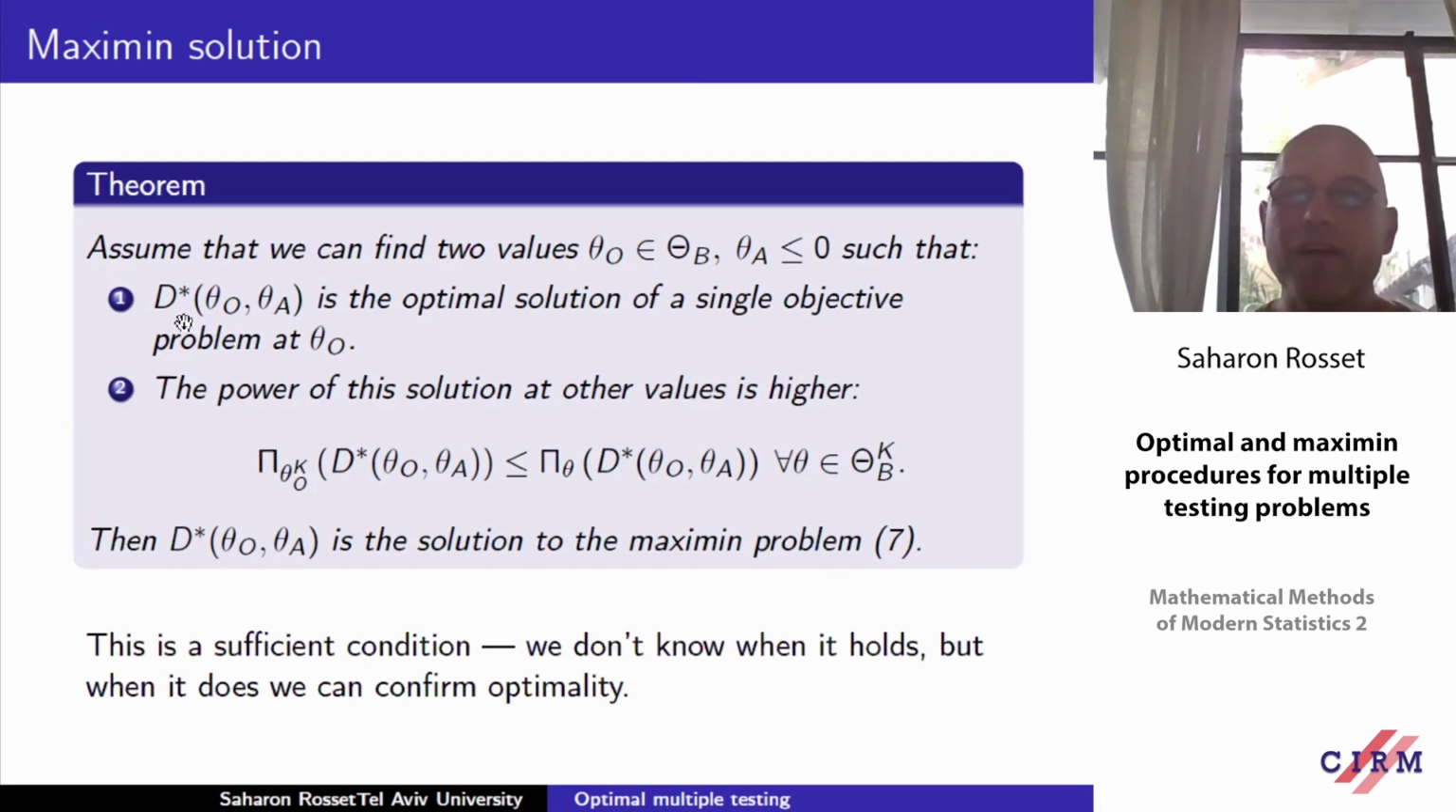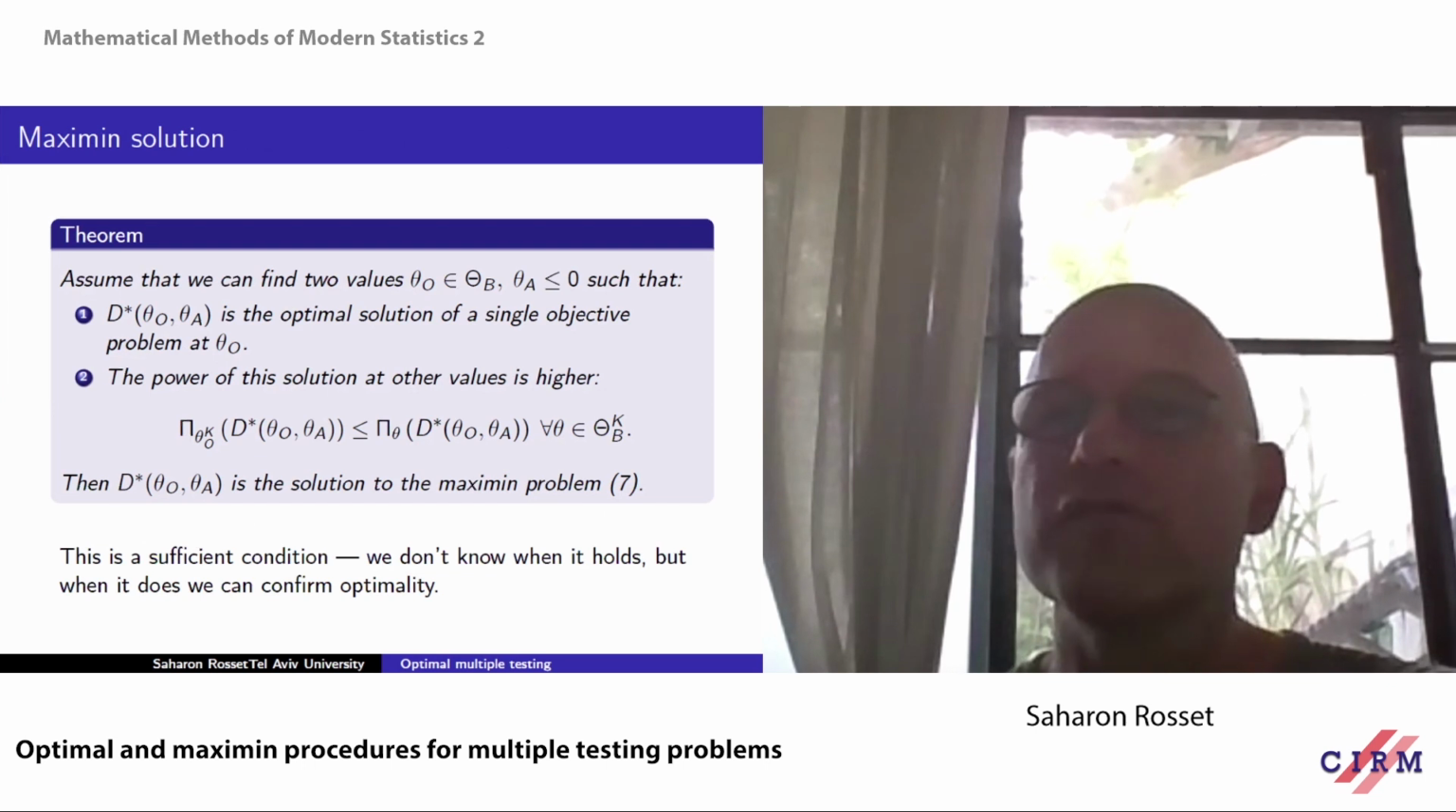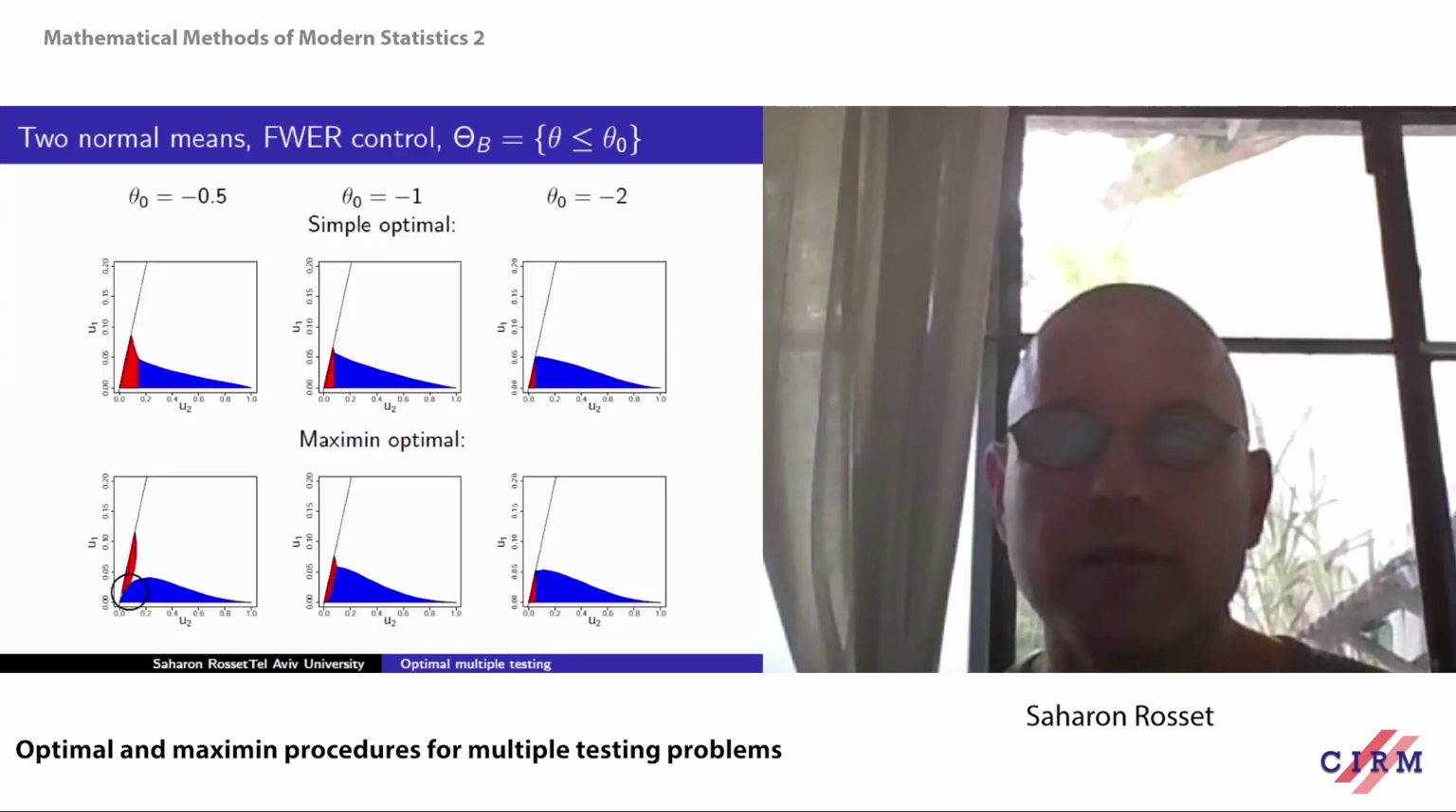And if you can find an optimal solution for what we call a single objective problem, which I haven't really defined, and you can show that it complies with some condition over the power, then you found an optimal solution for the maximin problem. This is a sufficient condition in the sense that we don't know where it holds, but if we are able to find it, we can confirm optimality. And in our experiments with the normal means problem, we've been able to find these and confirm the optimality.